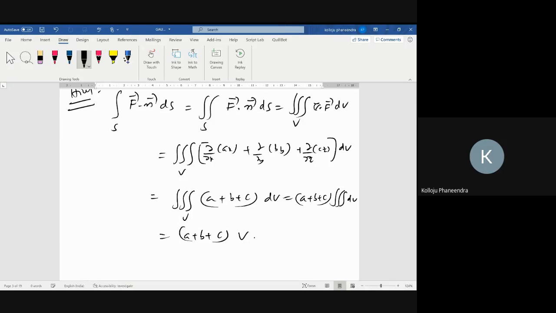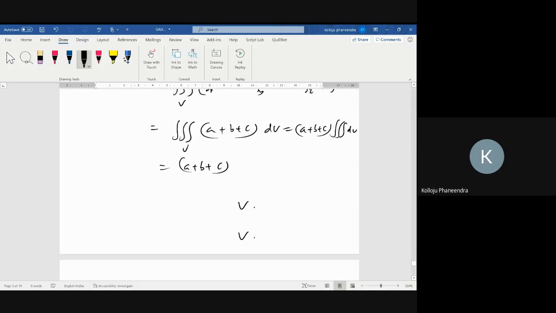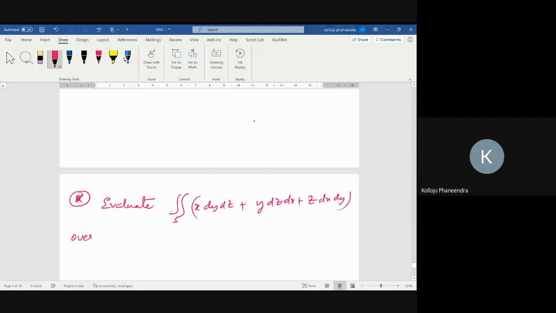Next problem. Remember this problem, the sphere problem again. Evaluate the double integral over S of x dy dz plus y dz dx plus z dx dy over the surface of a sphere of radius a.